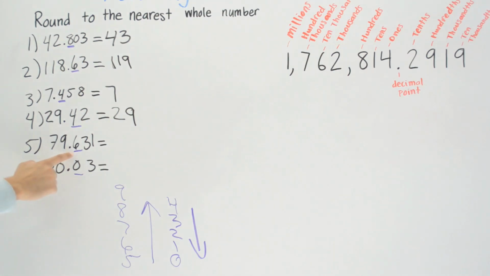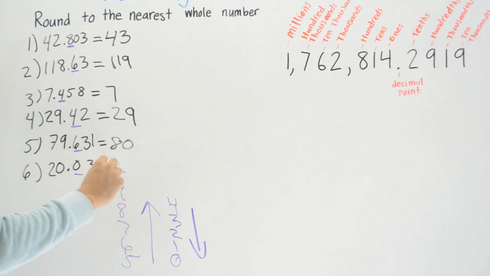And then we have 79.631. We have a 6. And we know the 6, we're rounding up. So instead of being 79, we're going to round it up to 80. And then we have the last problem, number 6. We have 20.03, which we're going to round down or leave the same as 20.